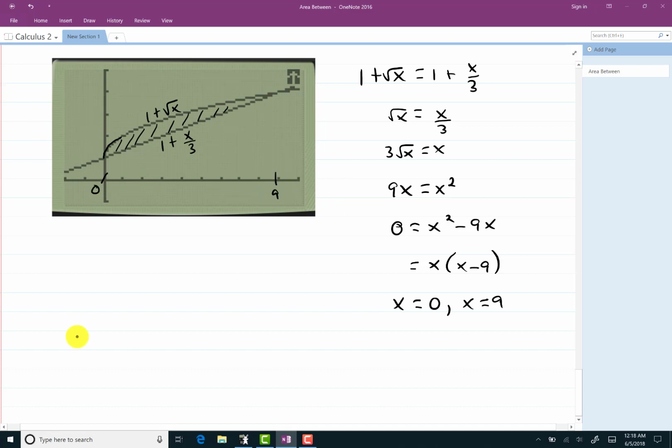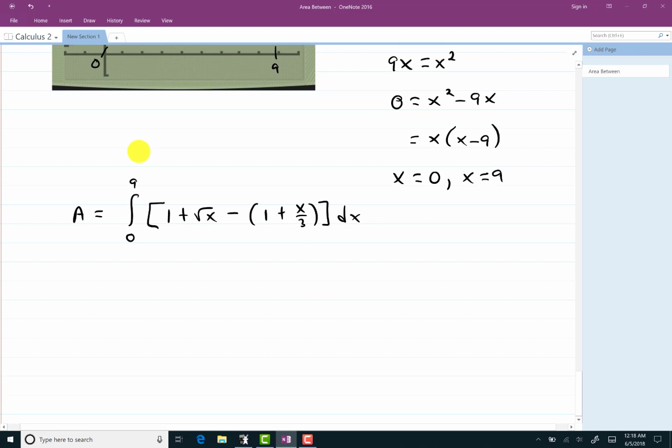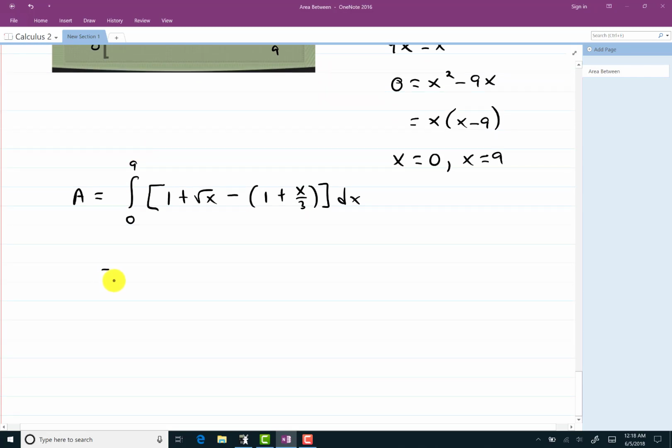So the area is going to be the integral from 0 to 9, and I will take the upper function, which was the 1 plus radical x, subtract the lower function, which is the 1 plus x over 3. Of course, the ones will cancel out just like they did in the equation. So I get the integral from 0 to 9, square root of x minus x over 3 dx.